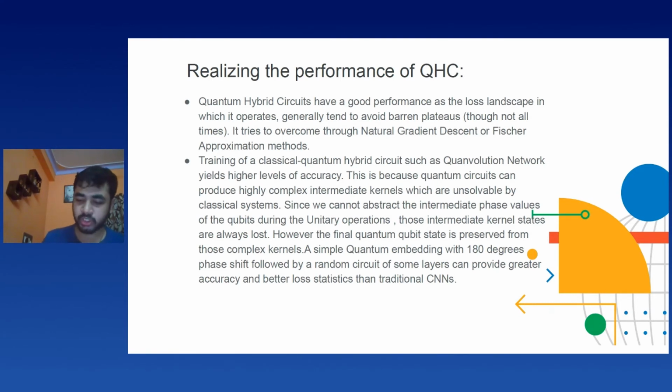This happens because we concern ourselves with creating randomized quantum circuits. Just like I said before, we are creating randomized quantum circuits, like, let's say, rotation blocks, and conversion blocks, CNOT blocks, Hamiltonian blocks, these kinds of blocks we are creating. But we also have to note that these kinds of randomized blocks are the root cause of barren plateaus. So there are ways to resolve that, but this idea should be very much clear. Also, quantum hybrid circuits have good performance as the loss landscape in which they operate generally tends to avoid barren plateaus.